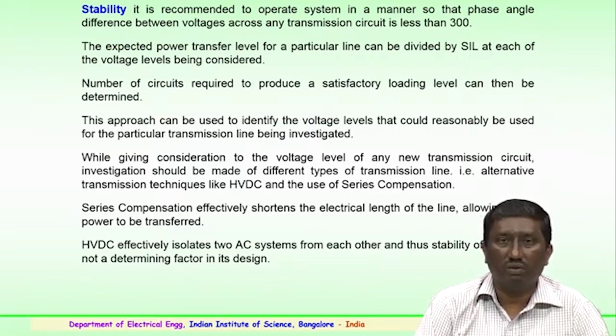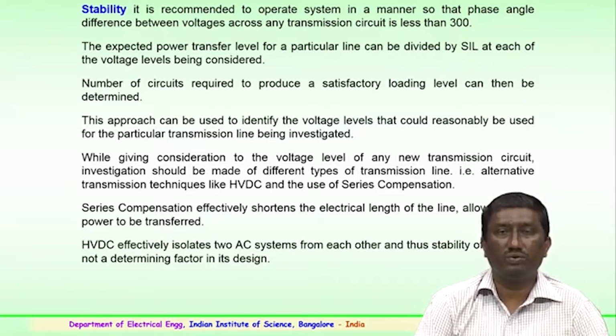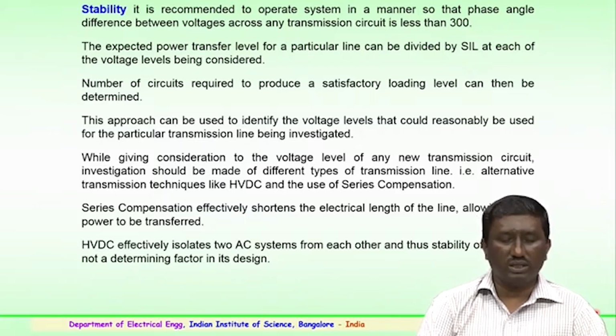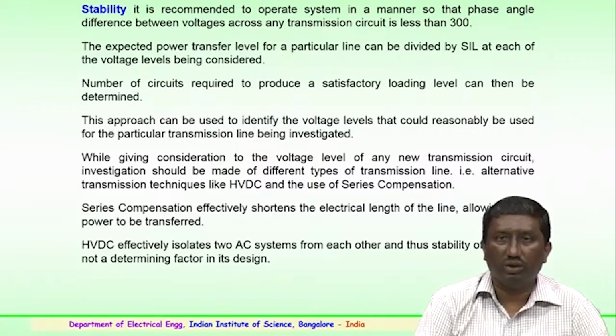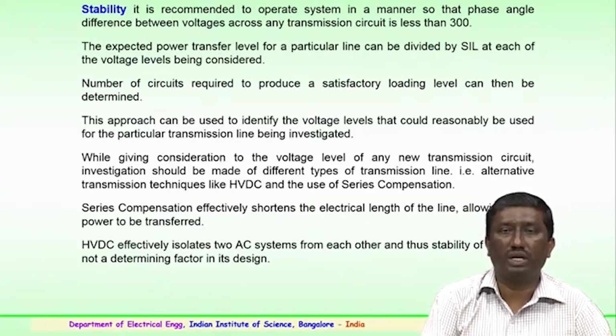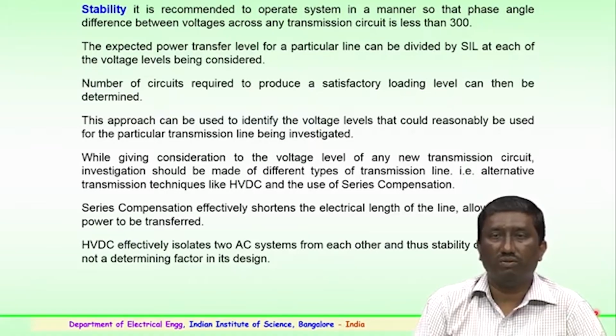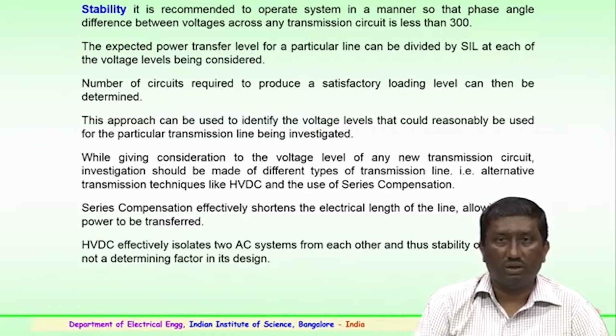So, the number of circuits required to produce a satisfactory loading level can then be determined. This approach can be used to identify the voltage levels that could reasonably be used for a particular transmission line which is being investigated. So, in considering the voltage level for any new transmission circuit, an investigation should be made of different types of transmission, that is alternate transmission techniques like high voltage DC and the use of series compensation. All these things have to be considered for the stability aspects in case of the interferences.